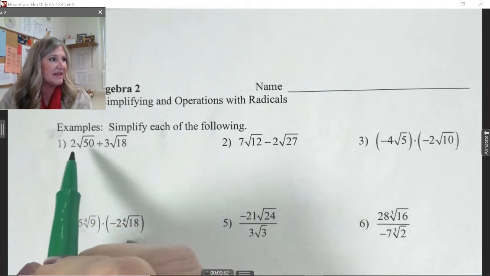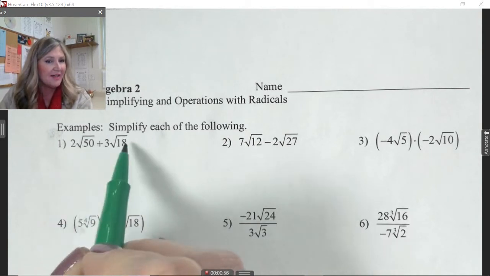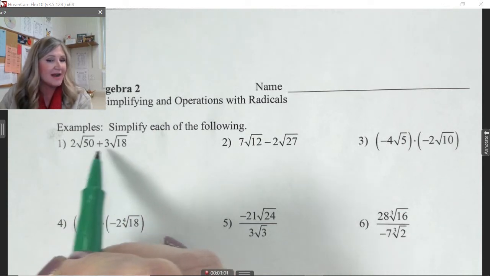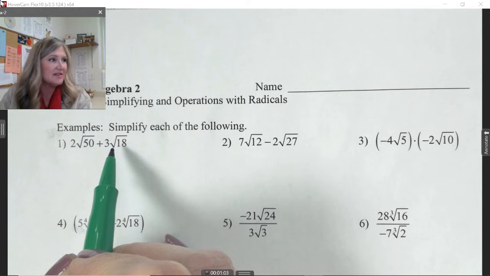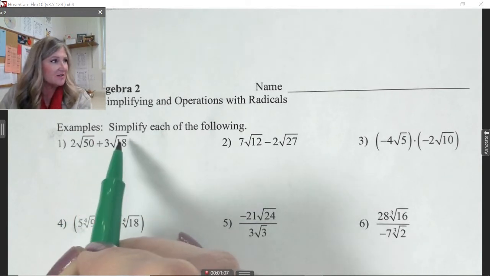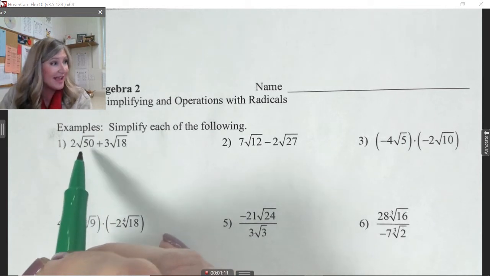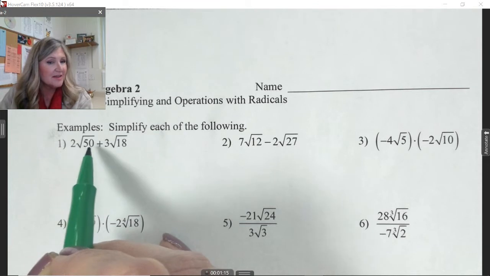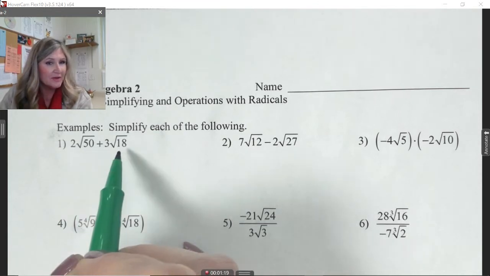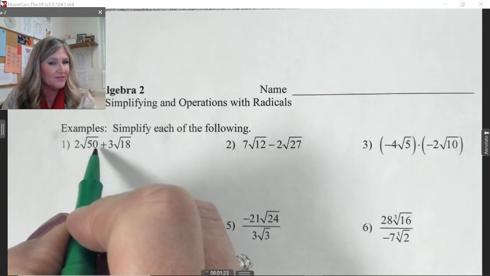One common mistake I see when people are adding radicals is they just add the numbers in front and they add the numbers inside. Some people would say this would be 5 radical 68. Completely wrong, okay? You cannot just add the numbers in front and the numbers under the radical. In order to add or subtract radicals, you have to have like radicals. So in other words, the numbers under the radical have to be the same. That's the only way we can add. So I'm going to have to simplify this radical 50.